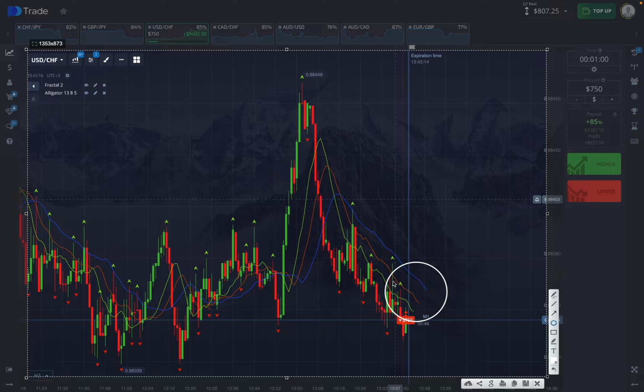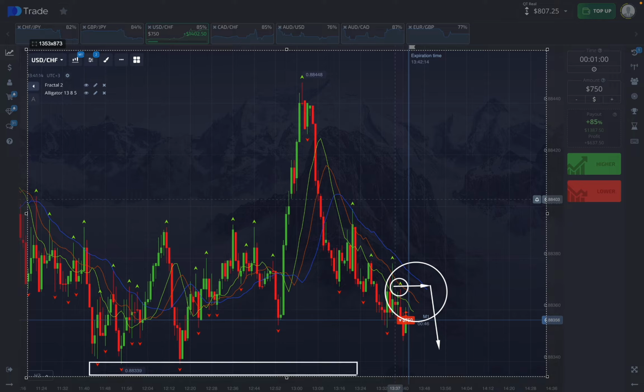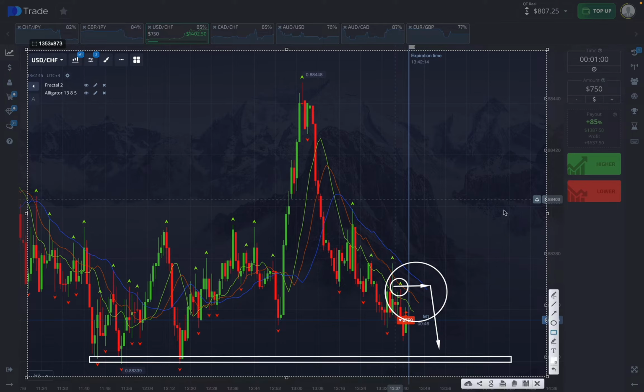Next, we observe an update of the local maximum, which strengthens our signal to open a downward trade. And in general, I think that our price will move to this support area. So here we open a downward trade.